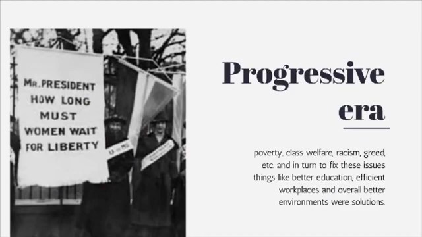The Progressive Era was a time from 1890 to 1920 that started as a social movement in society, but later turned political in America. Progressivism was built on issues like poverty, class welfare, racism, and greed, and solutions to fix these issues included better education, efficient workplaces, and overall better environments.